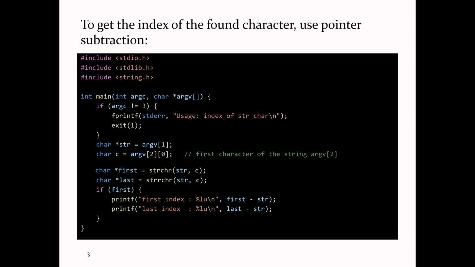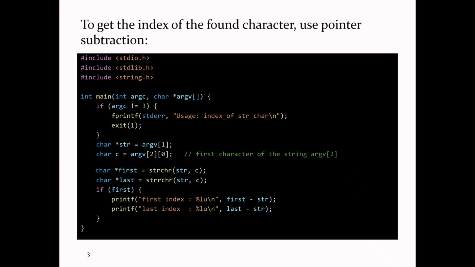Here's how to get the index. So what am I doing here? The program prints the index of that character in that string. You pass in a string and a character. Notice to get the character, it's a little bit odd in this program. Your command line arguments are strings, so your character is the first character of the second string. The second string is argv[2], and the first character of that second string is the character at index 0.